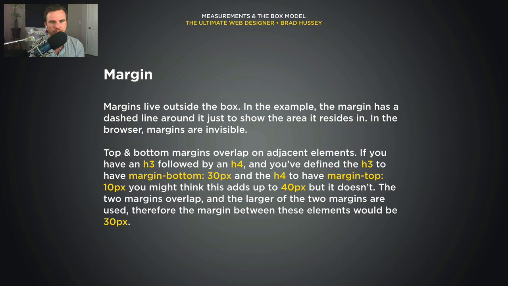In the browser, margins are totally invisible. You cannot see them. There's no borders or anything around them. Top and bottom margins overlap on adjacent elements. So if you have a level 3 heading followed by a level 4 heading, and you've defined the H3 to have a margin bottom of 30 pixels, and the H4 to have a margin top of 10 pixels, you might think that this adds to 40 pixels, but it doesn't. The two margins overlap, and the larger of the two margins is used. Therefore, the margin between the two elements would be 30 pixels.